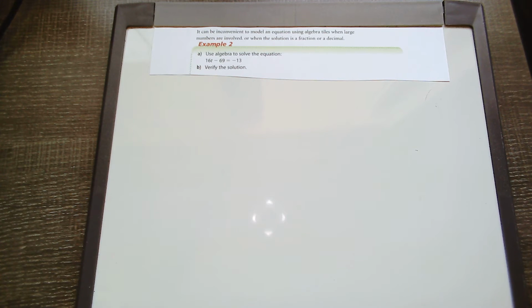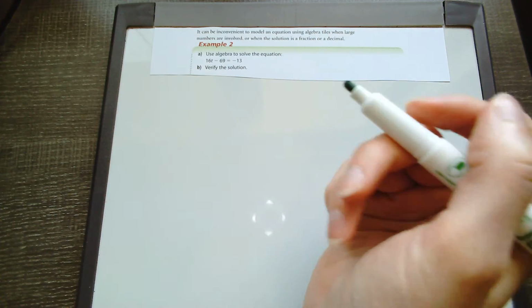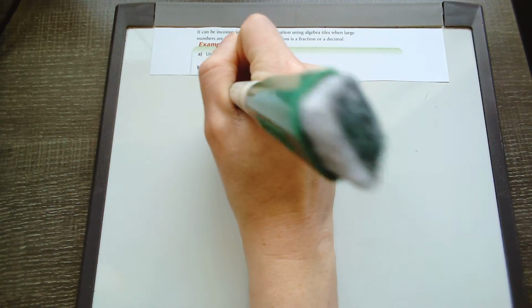So we have an equation given to us, 16t minus 69 equals -13. And we're going to use algebra to solve this. And so I'm going to give you a little bit of a different script this time that might be more helpful when we're working strictly algebraically or strictly with symbols. So I'm going to start by rewriting this equation.